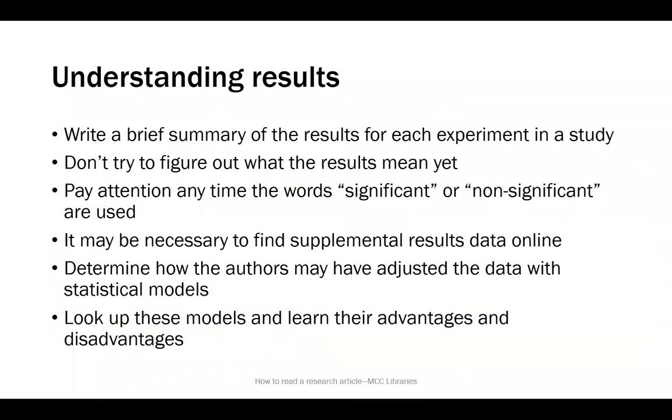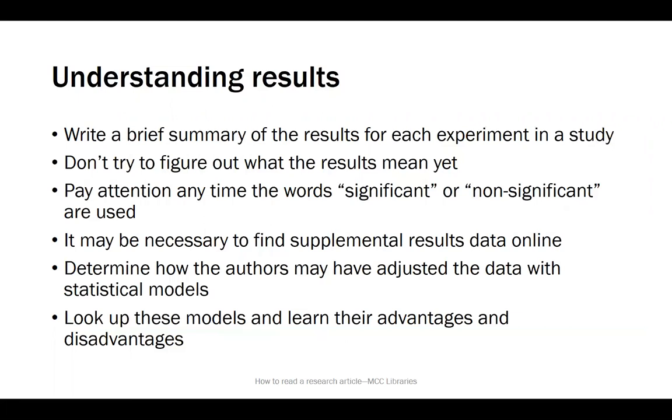Understanding the results. What you want to do, once again, is write a brief summary of the results for each experiment in a study. Don't try to figure out what those results mean yet. You want to pay attention to any time the words significant or non-significant are used. It may be necessary to find supplemental results data online. So if you're looking at the results, you might need to go online to get additional information. You also want to determine how the authors may have adjusted the data with statistical models, and look up these models and learn their advantages and disadvantages.